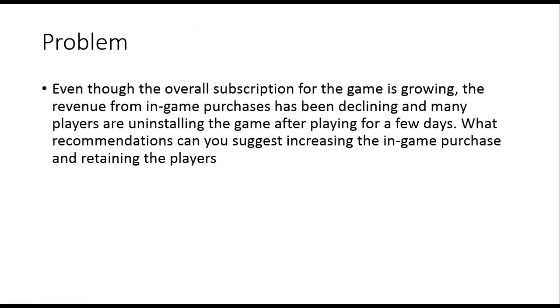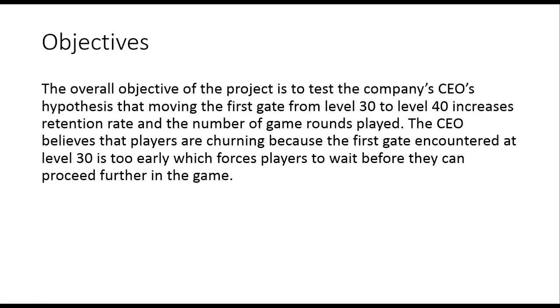The company CEO's hypothesis says that the first gate at level 30 is too early and it should be moved from level 30 to level 40. Developers ran an A/B test and the data has been given. Let's see it in action in our coding.